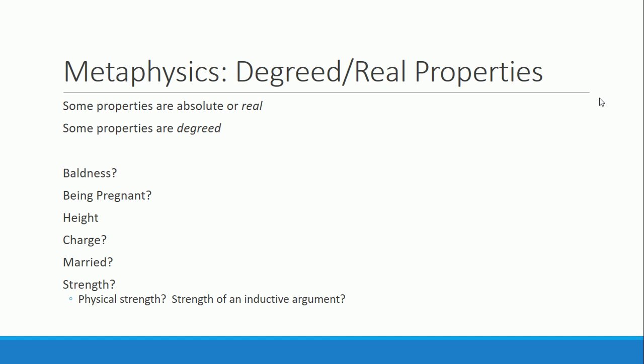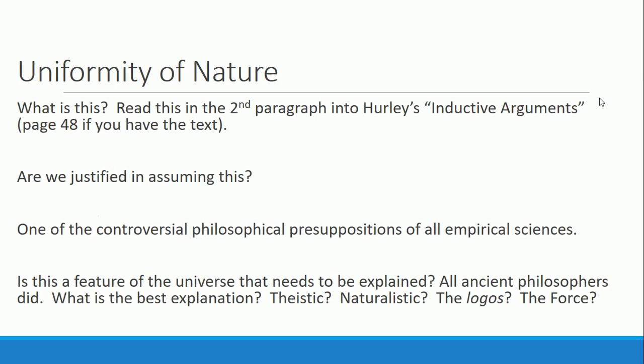Height is a degreed property. Charge: positive, negative, or neutral. That's married. You really can't be 50% married. And strength. The strength of an argument, these are a degreed property. So why do we bring this up? Because strength is a degreed property of inductive arguments. It could be weak to strong, worthless, lead you to absolute certainty, and so on.